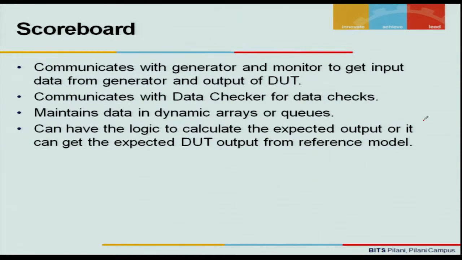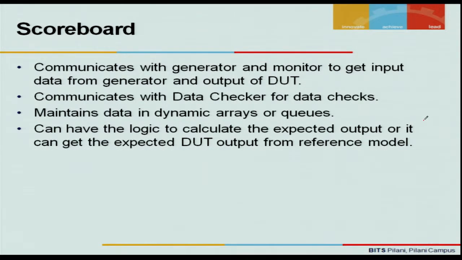Okay, next component is the scoreboard. What the scoreboard does is this: when we generate something, we have certain inputs which are going to be given to the DUT. After generation, we pass these inputs to the scoreboard also. The scoreboard is kind of a tracker. Whatever you give to the inputs, we pass to the scoreboard, and it maintains this data in a dynamic array, or in SystemVerilog we have queues also.